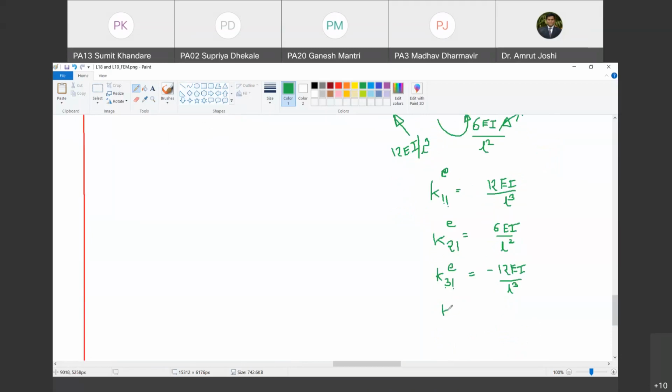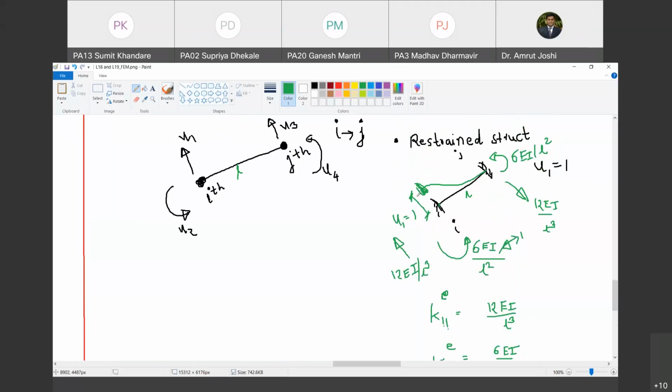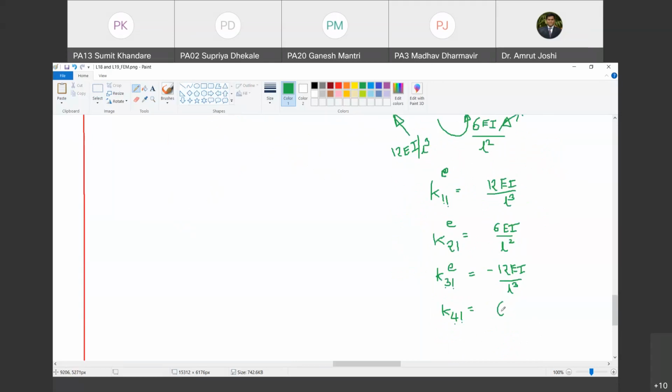Yes, sir. Can you tell me what is k41? K41 is minus action 6 EI upon L square that gets produced at 4 due to unit deformation at 1. So u1 equal to 1 होने के वजह से 4 की जगह. But what is 4? 4 is rotation. So here whatever is the moment that gets generated, that is what I am looking for. That is 6 EI upon L square. Do you agree with me? Yes, sir.